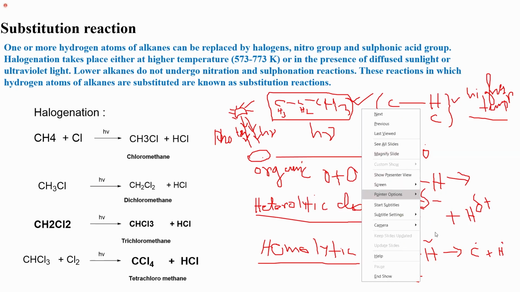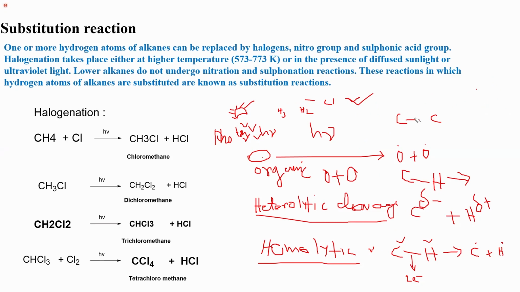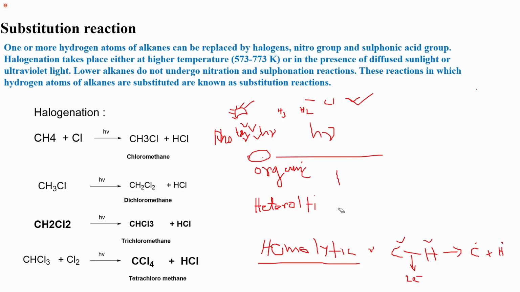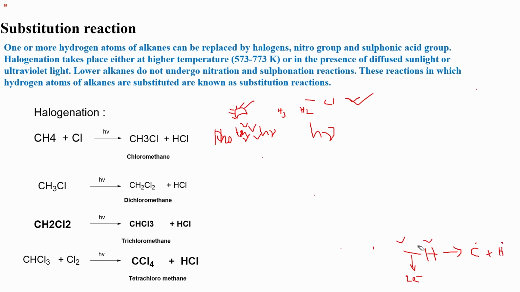Let me erase this part. Then I'll go to the examples given in your textbook. This is the general mechanism for how homolytic and heterolytic cleavage can happen, or how to activate your alkane substrate, alkane meaning hydrocarbons. Now we'll go for the halogenation reaction, which is discussed in your textbook.